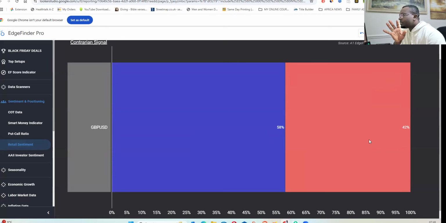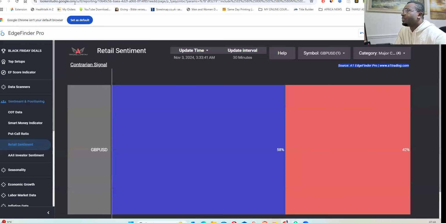So they are looking forward to selling. The retail traders are looking forward to selling more. I mean, buying more than they are selling. But we know that based on sentimental analysis, you go with the minority, not with the majority. So that's why GU will still drop. Okay, just to give you that heads up.